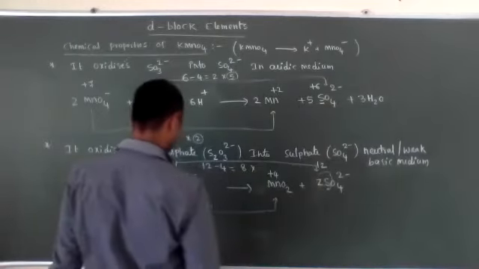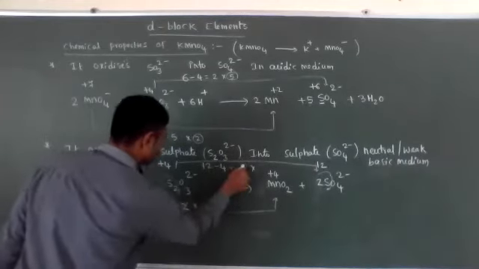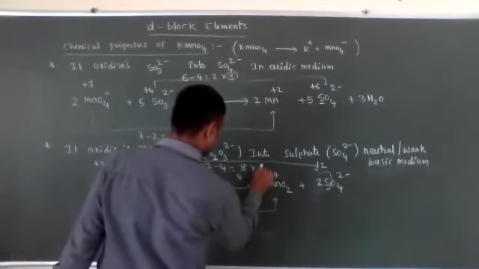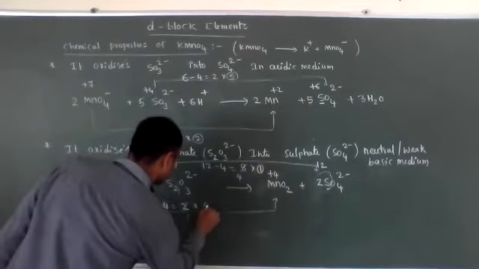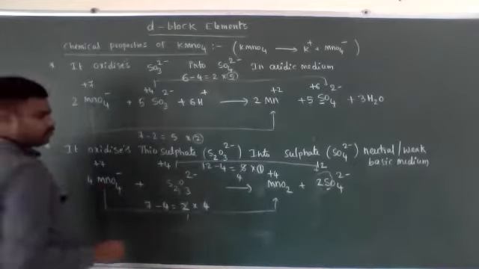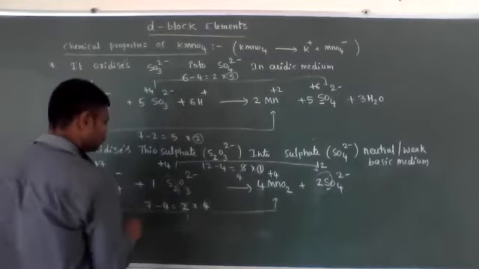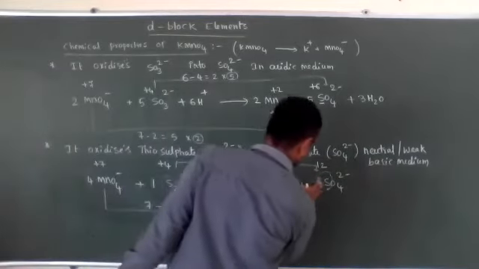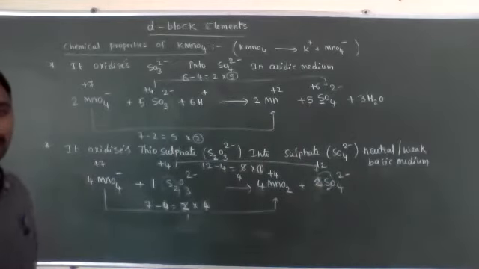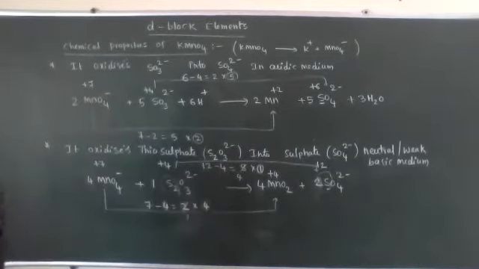What is the simplest ratio? The above equation we need to multiply with 1. This equation we need to multiply with 4. That means 4 moles of MnO4 minus form 4 moles of MnO2. Then it is 1 only. And it produces 2 moles.